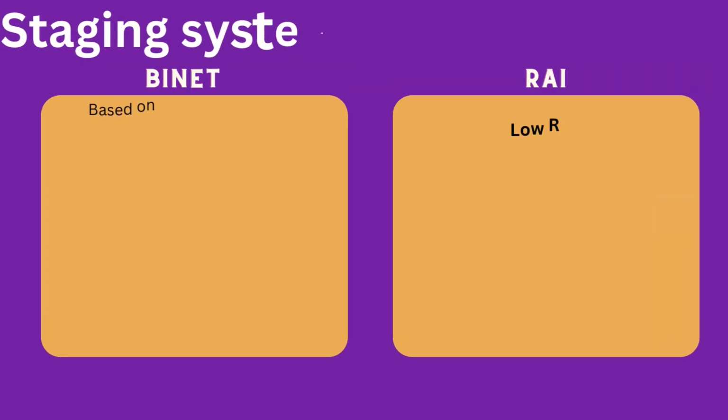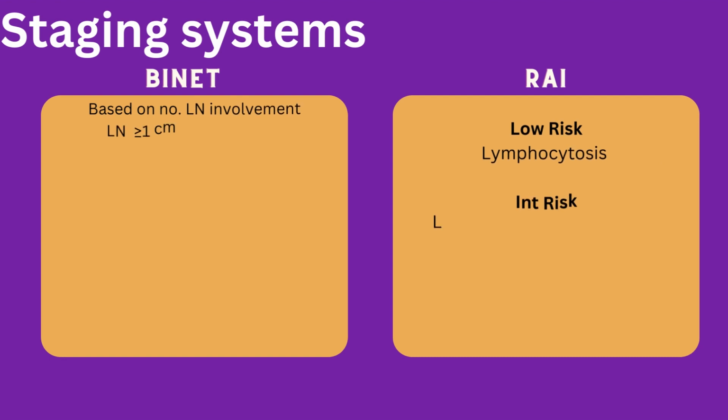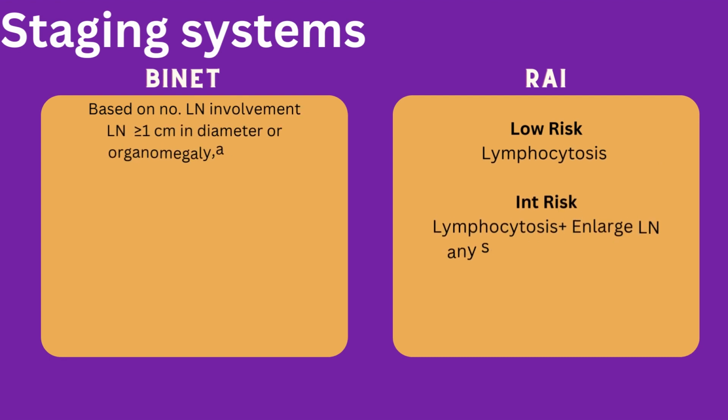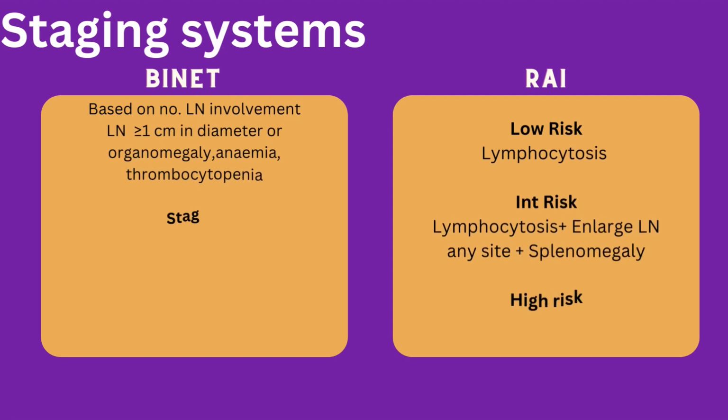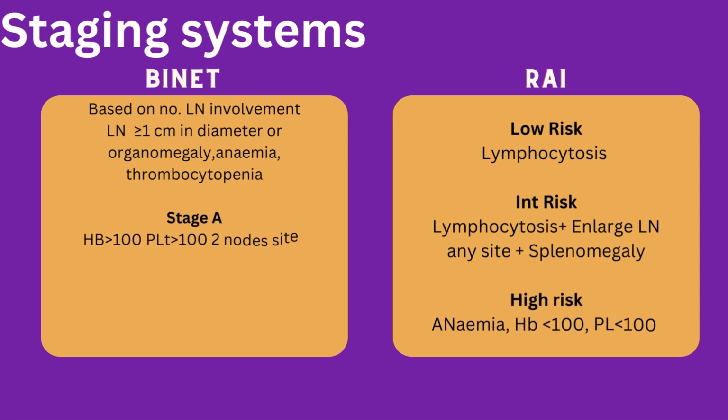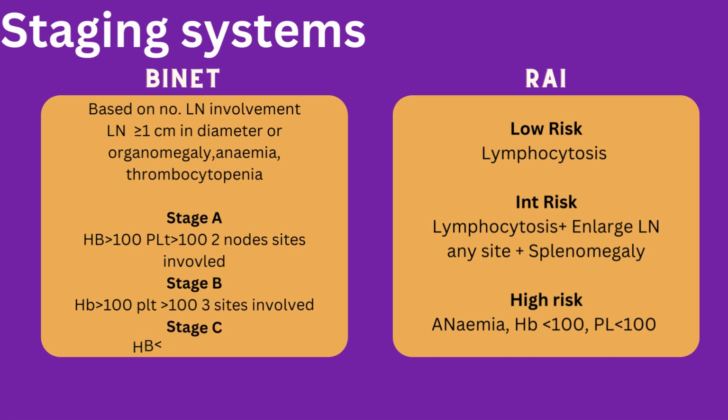The Binet staging system is based on the number of involved lymphoid areas, which include head and neck, axilla, groins, palpable spleen, and palpable liver. Stage A is when the hemoglobin is above 100, platelets are above 100, and up to 2 of these areas are involved. Stage B is again the same criteria with 3 or more lymphoid areas, and stage C is when the hemoglobin is below 100 or the platelet count is below 100.